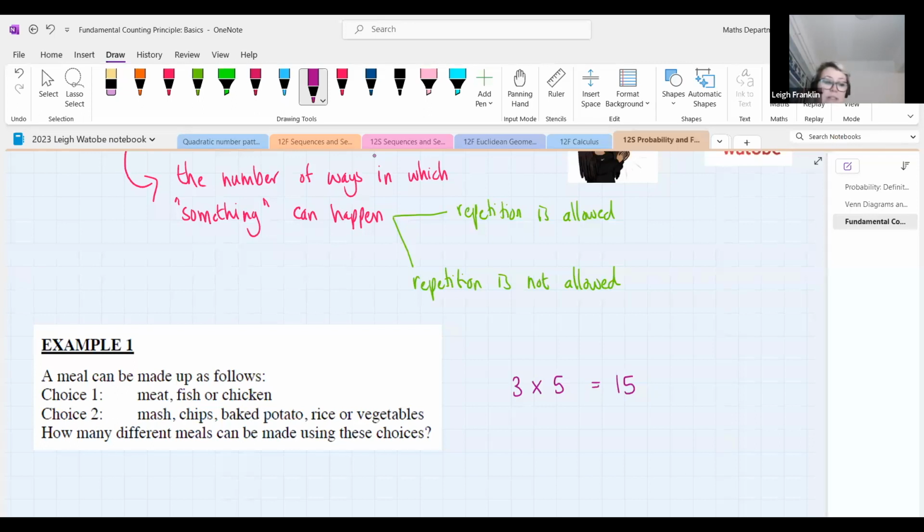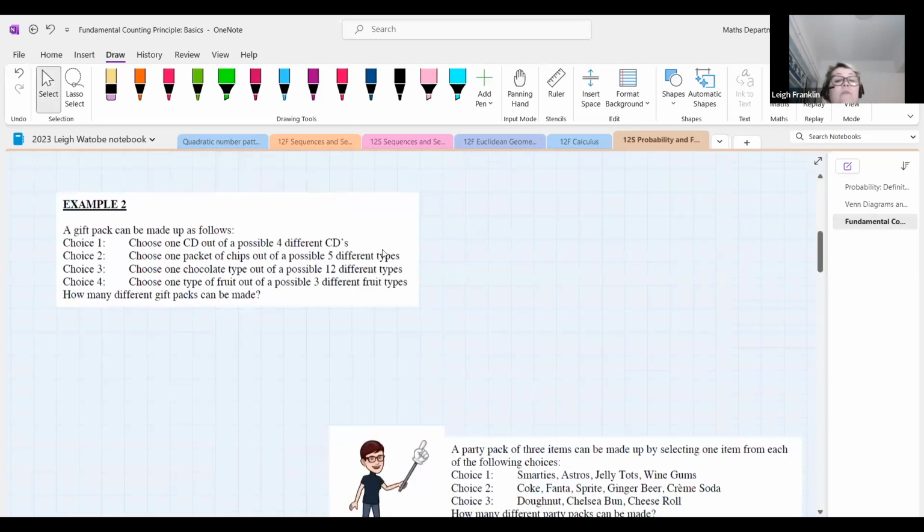So it's a shortcut. Instead of us going meat and mash and meat and chips and meat and potato and meat and rice and meat and vegetables, and then fish and mash and fish and chips and fish and baked potato, and counting it up that way, we would use the counting principle by multiplying the number of ways in which the one can happen by the number of ways in which the other one can happen. Okay, that's the basics of it.